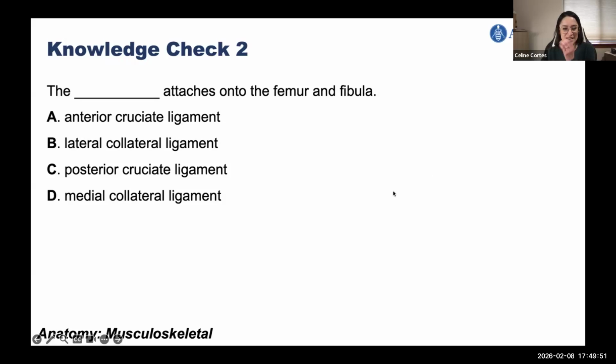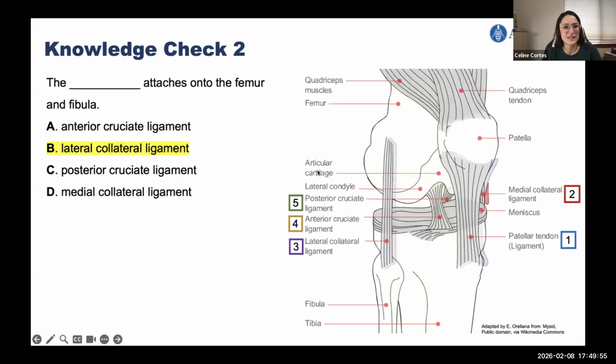Yeah, I'm seeing some good answers there, so I'm going to go ahead and move on. The answer in this case is B, the lateral collateral ligament.